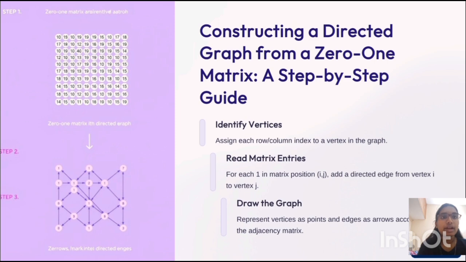Constructing a directed graph from a 0, 1 matrix, which is a step by step guide. First one is to identify vertices. Assign each row, column index to a vertex in the graph. The second step is read matrix entries. For each 1 in matrix position ij, add a directed edge from vertex i to vertex j. The final step is draw the graph. Represent vertices as points and edges as arrows, according to the adjacency matrix.